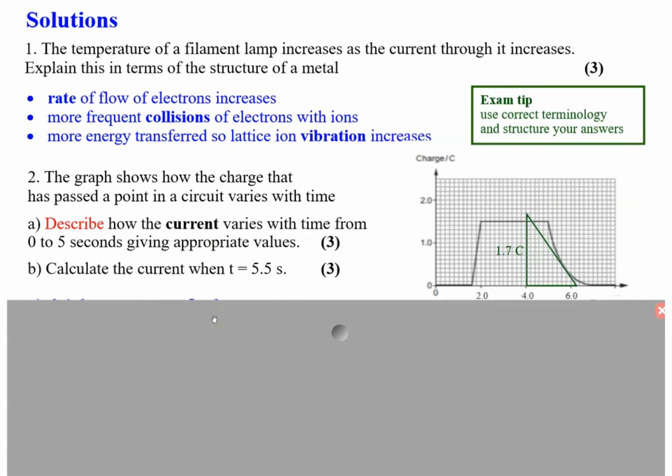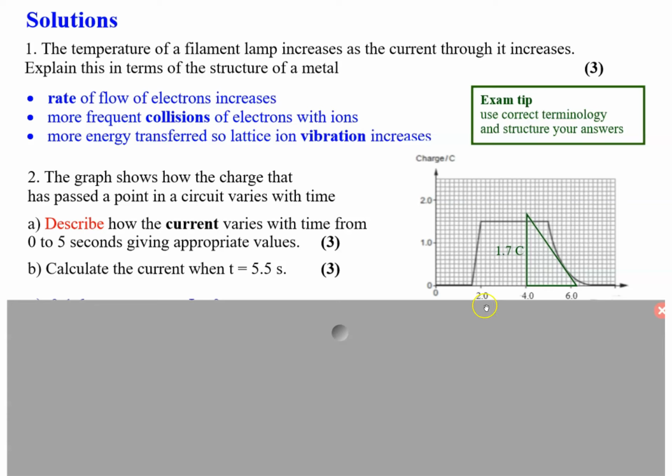Right, let's have a look at question 2. So terminology, command words: describe how the current varies. Normally, describe literally means state or write what you see, what is happening. Now, it's a little bit sneaky in this question because they do actually expect you to do a calculation, which is a little bit unusual.